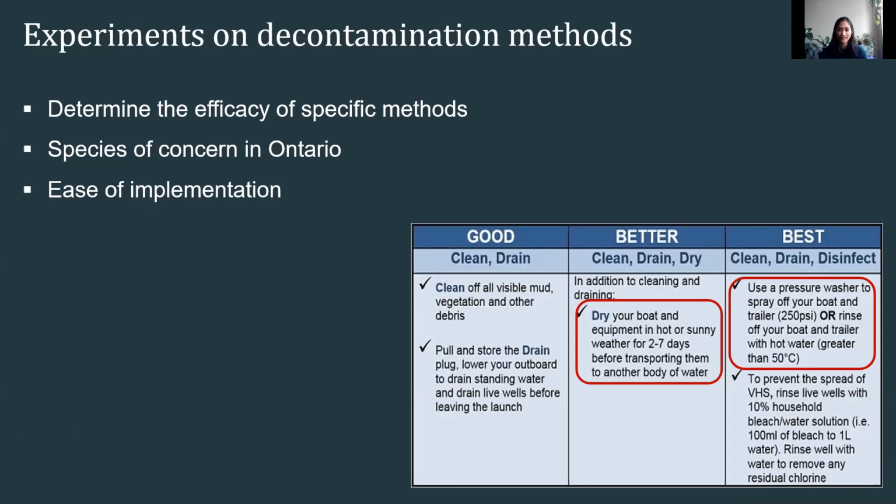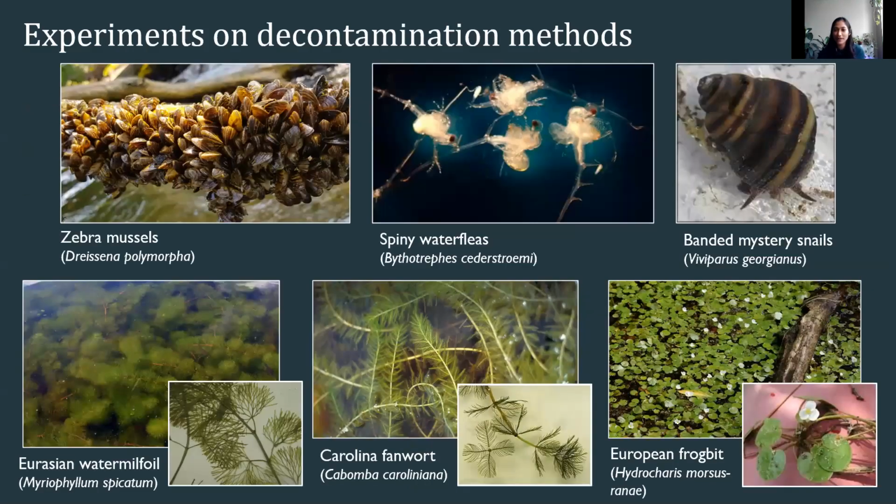We took into consideration feasibility for the user and included species of relevance to the province. So these were zebra mussels, spiny water fleas, and banded mystery snails for the invertebrates, as well as 3 plant species, all of them having different life histories. So 10 specimens of invertebrates or 10 fragments of plants were used per experimental treatment group. And after the trials, the specimens were returned to tanks of water for recovery. Afterwards, I assessed survival within 24 hours for invertebrates or weekly growth over the span of a month for plants.